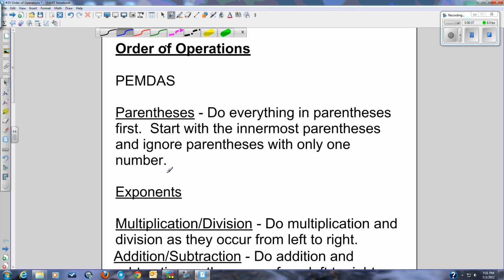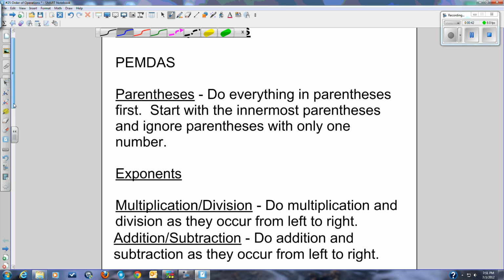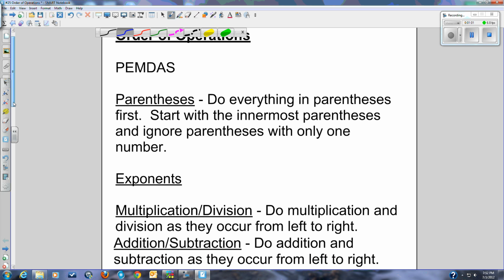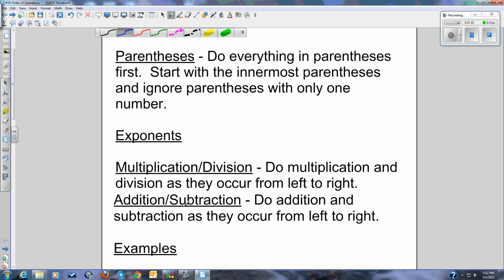In PEMDAS, the E stands for exponents, so that's what we're going to want to do next. The M and D stand for multiplication and division, and I've got those written together because they go together. You want to do multiplication and division as they occur from left to right, and we'll see some examples of that. The A and the S in PEMDAS stand for addition and subtraction, and they also go together. Do addition and subtraction as they occur from left to right.